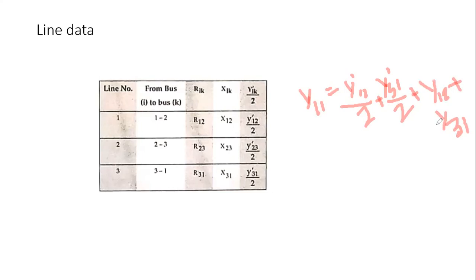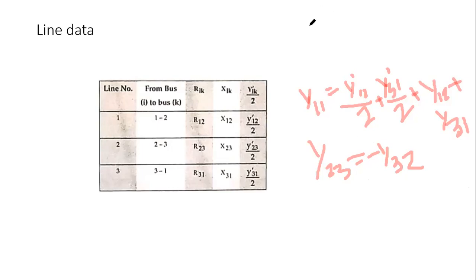Next, Y23. How will we calculate Y23? Y23 is equal to minus of Y32. Okay, this is the formation of the Y-bus by using the direct inspection method.